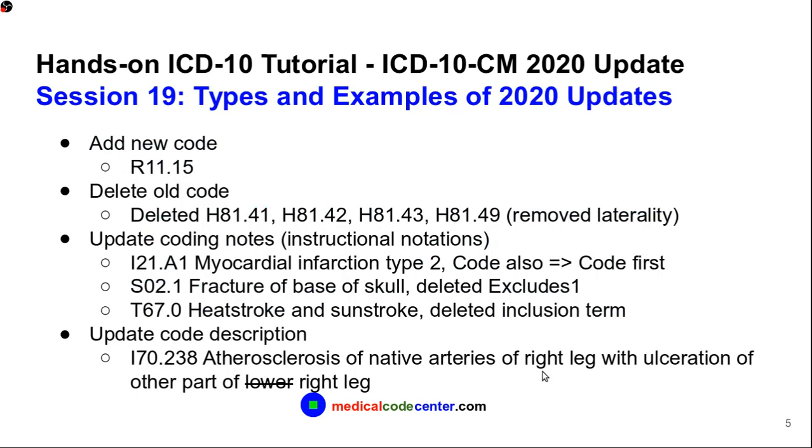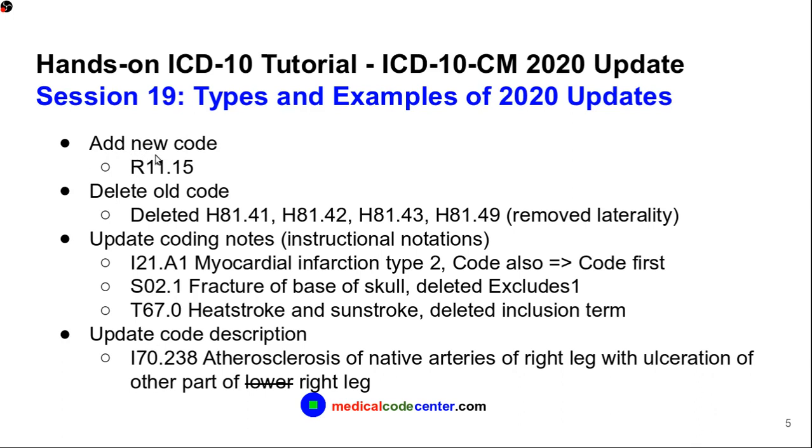Next I will talk about the types and examples of the 2020 code set update. There are 4 types of update. One is adding a new code, and then you delete the old code. And also, you update the coding notes or the instructional notations. And finally, you can have a new code description. I will give you one example for each type.